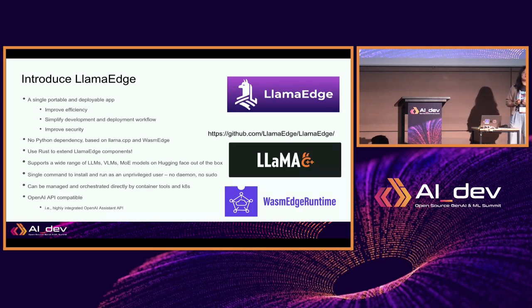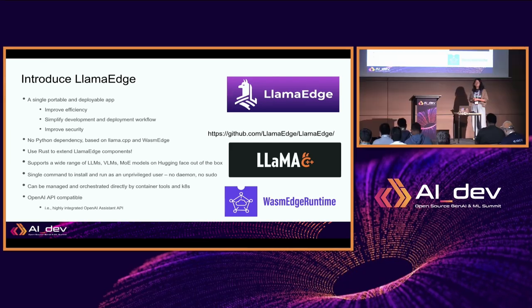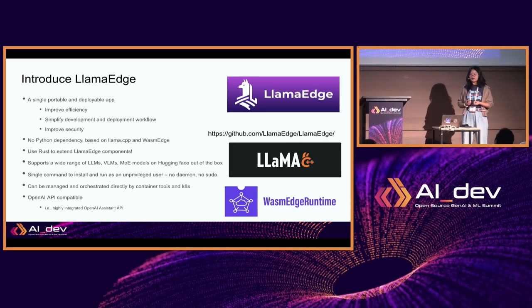We have an open source project called LlamaEdge. LlamaEdge is a project built on top of llama.cpp and a Wasm-based AI runtime. There is no Python dependency. The Wasm-based AI is very small and lightweight. It's only a Wasm file. And this Wasm file is portable and deployable because we use llama.cpp, and the API server itself is written in Rust, so we can improve efficiency.